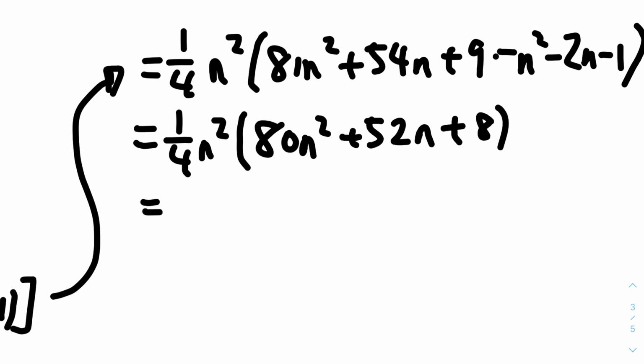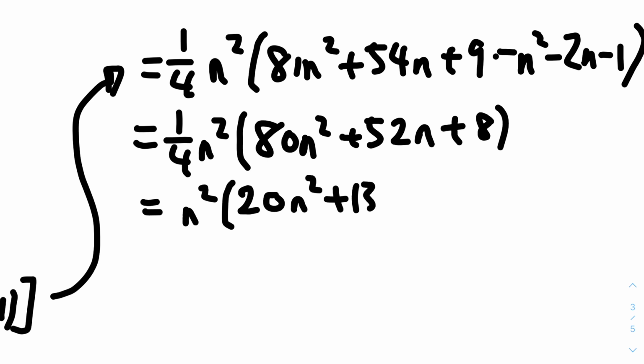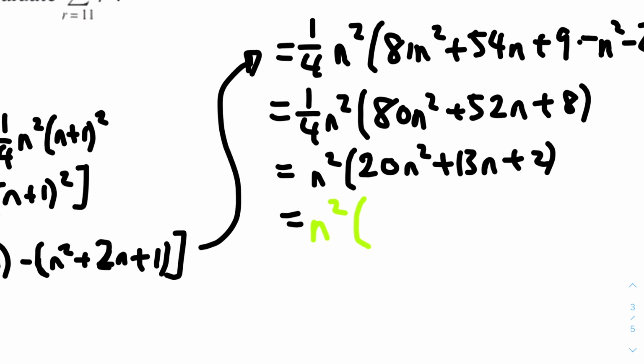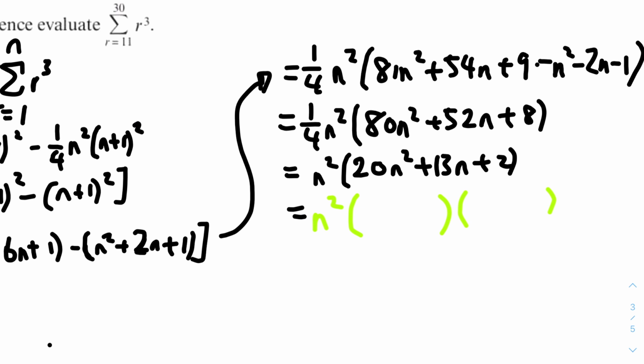And now we can see that we can factorize a 4 out of those, right? So 80 divided by 4 is equal to 20, and 52 divided by 4 is equal to 13, and 8 divided by 4 is 2. So we get 20n squared plus 13n plus 2, like so. And therefore now we're really close. We just have to factorize the whole thing. So we can factorize it by just considering two brackets. So it would be 1 of 5n, or 4n, we can just match this one right here.